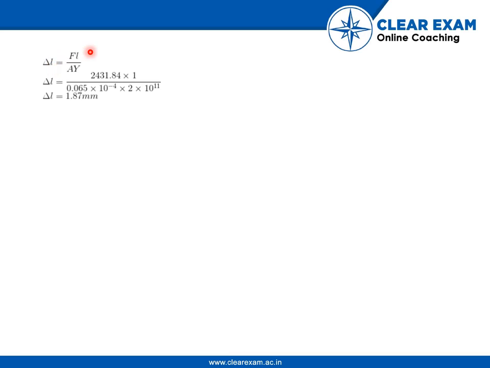So delta L is FL divided by AY, which is, if we put in the values of F, L, A and Y, we get the delta L to be 1.87 mm.